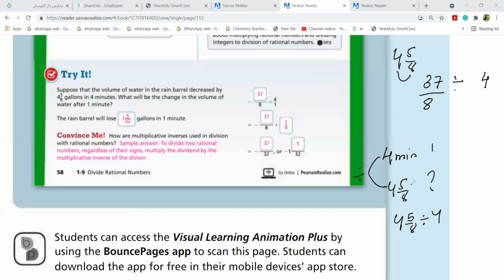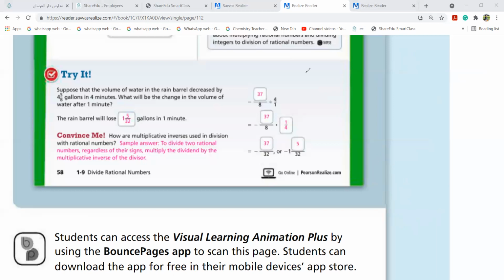Leen, did you understand? See, previously I explained the proportionality, like 3 Galaxy bars and 3 chocolates. Even Malak and Ghalia, look at this. The question is that the barrel decreased by 4 5/8 gallon every 4 minutes, or you can say in 4 minutes it decreased 4 5/8 gallon. What will be the change in the volume after 1 minute? For 1 minute, how much? What did I say? Divide this. And if you have something, multiply. But here it is 1, no need to. 4 5/8 divided by 4. Now did you get it?